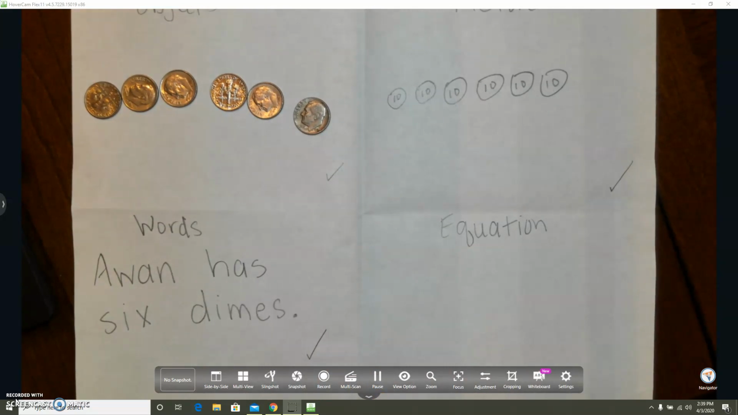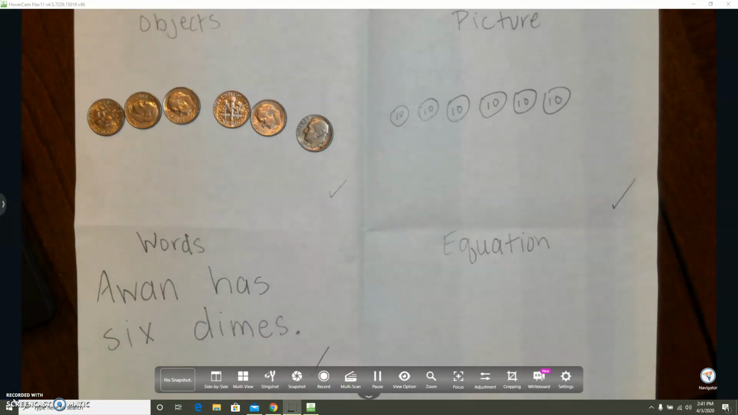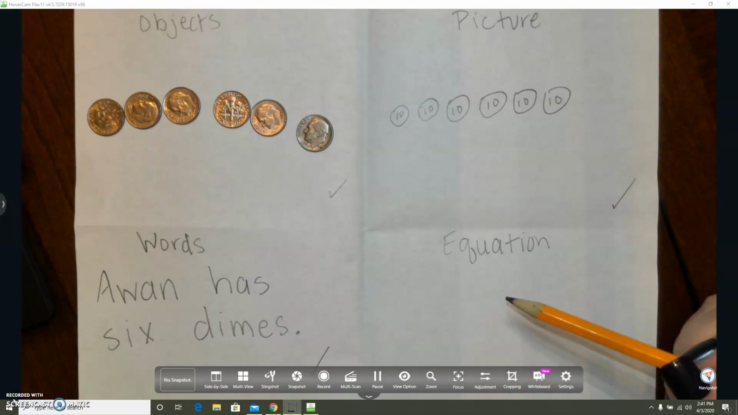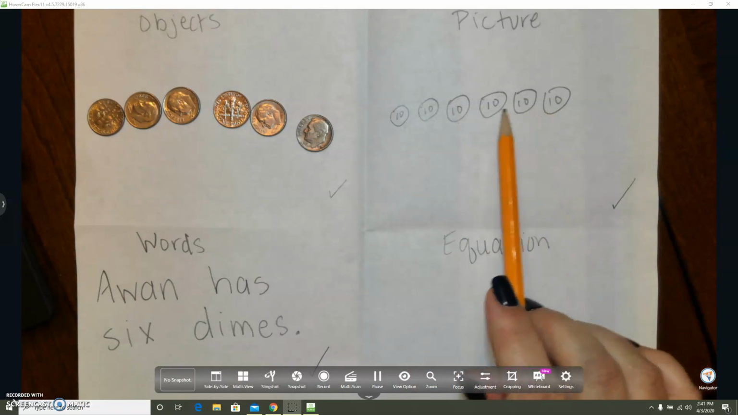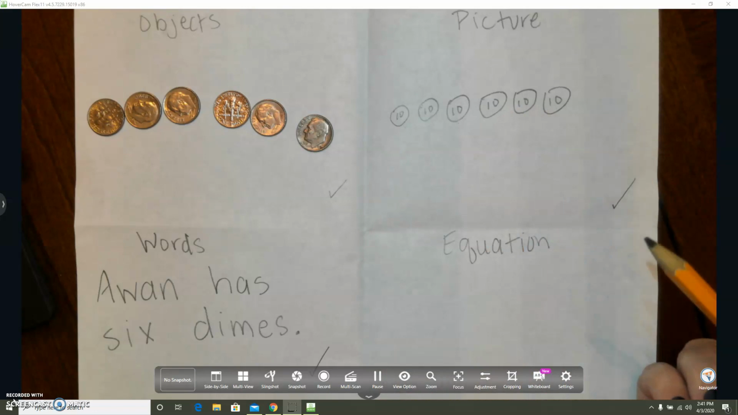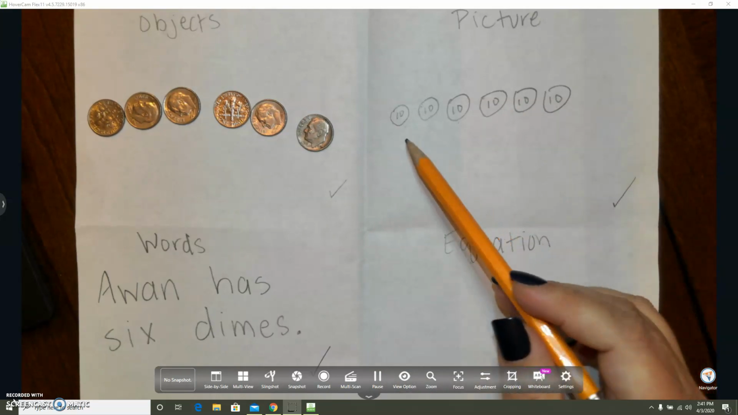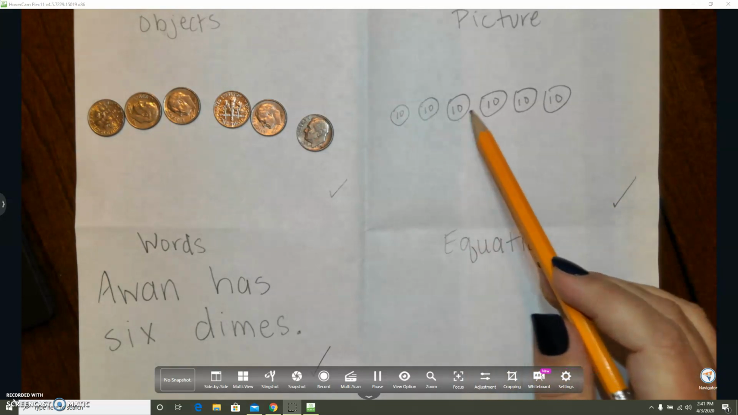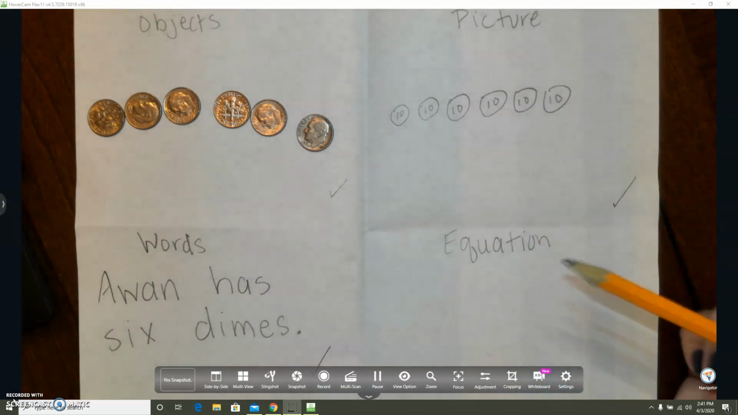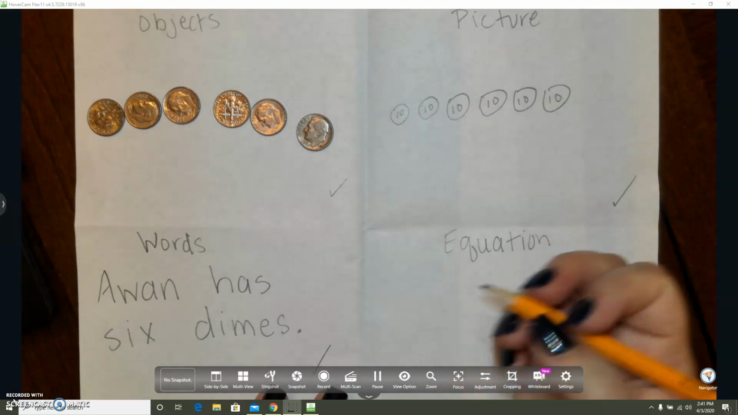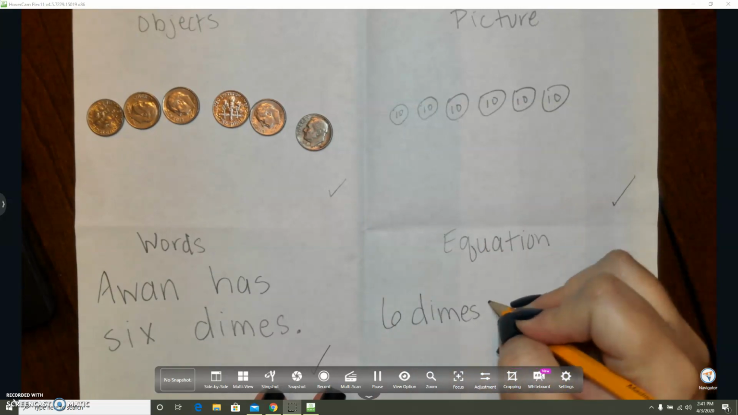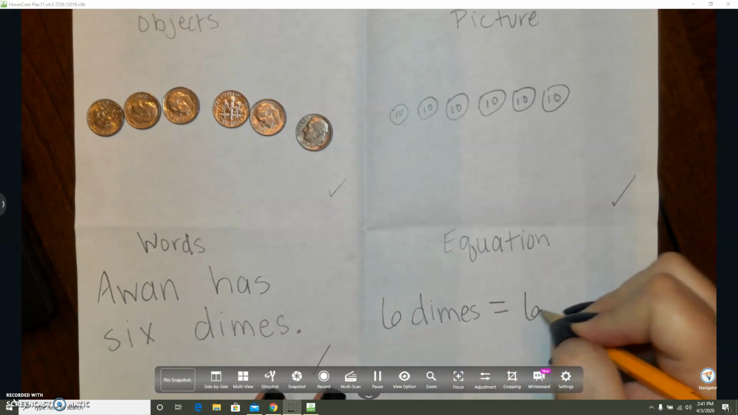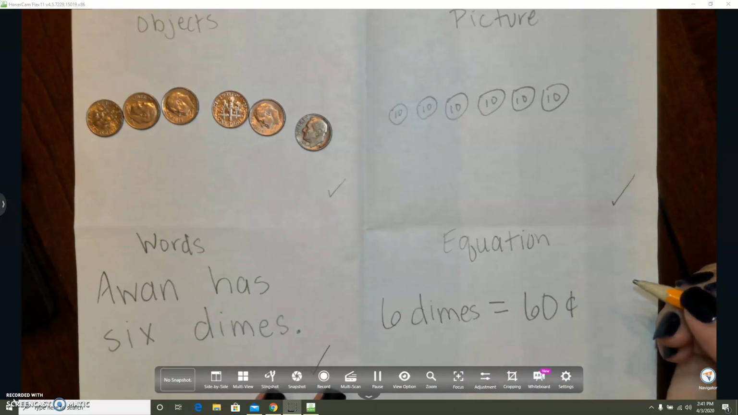Finally, the last part, we're going to write our equation. The equation for this one is a little trickier than last week because what we're doing is counting how many dimes we had. So it's really easy. Basically, you just have to count 1, 2, 3, 4, 5, 6. So this is what I would write: 6 dimes equals 60 cents. Because that's true, right?